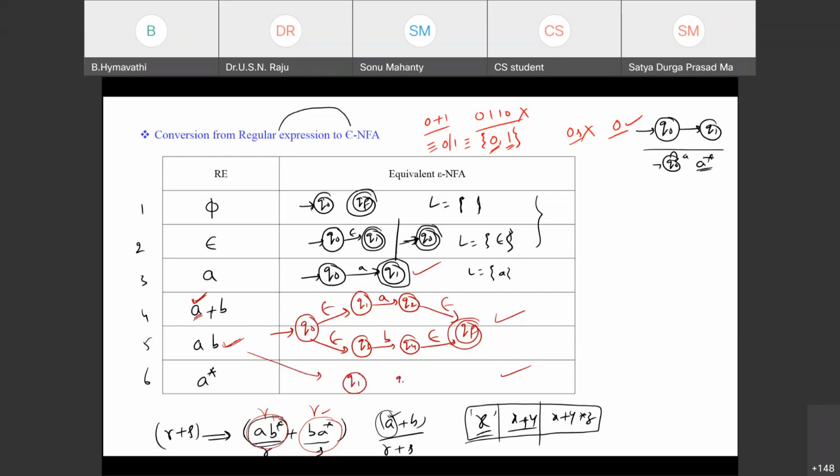Q1, Q2. This is A. I'll say this is M1. Otherwise some books call this M1 and this M2, even in the previous example. Now this is M1. Then what is M2? Q3 to Q4.